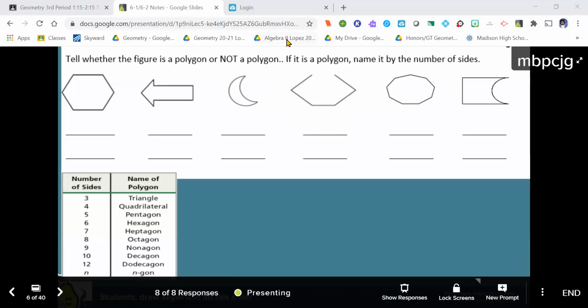It's not complete, right? It has to be closed. Justin, on the next one, is that a polygon? Yes or no? Yes. Sweet. How many sides did I say? 1, 2. What kind of shape is it? Nonagon? Is it 9? Yeah. Nonagon? Okay. Yeah, you're right. Good job. That's right. Nonagon.